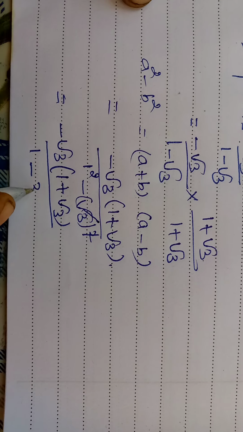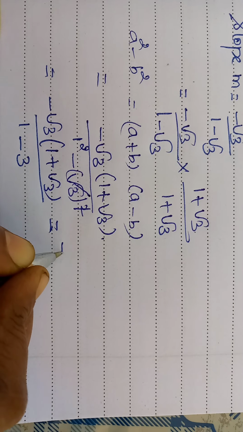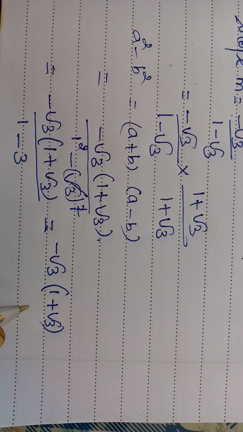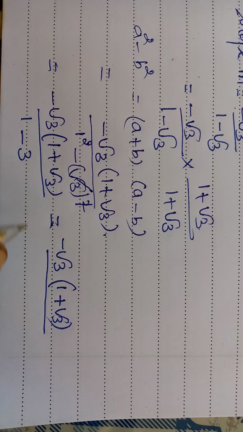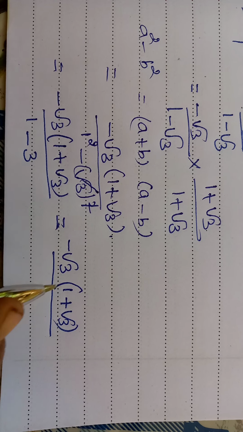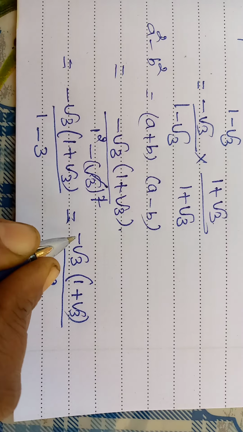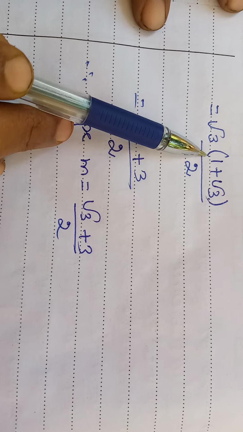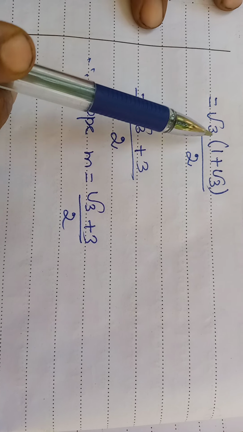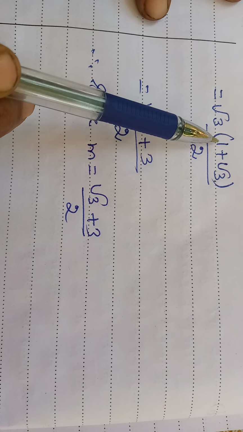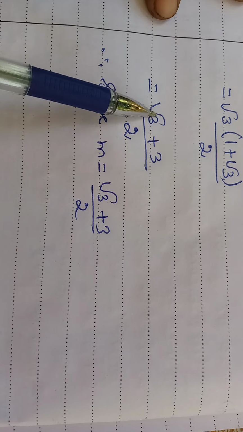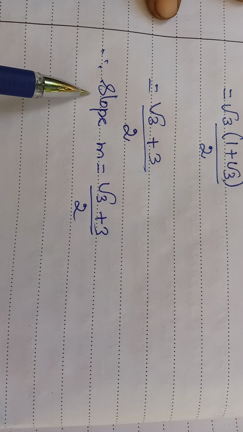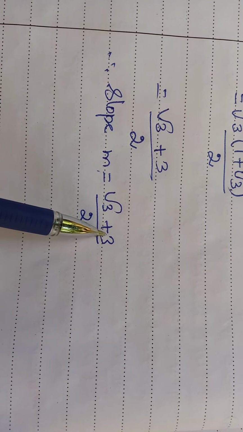So we get minus 3, which is equal to minus root 3 into 1 plus root 3 divided by 1 minus 3. What is the value of 1 minus 3? Minus 2. Minus minus can be cancelled. Remaining we have root 3 into 1 plus root 3 by 2. Let us multiply this root 3 with these 2 terms: root 3 into 1 is root 3, plus root 3 into root 3 is 3, all by 2. Therefore slope m is equal to (root 3 plus 3) by 2.